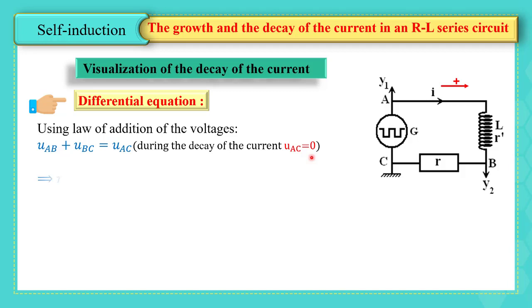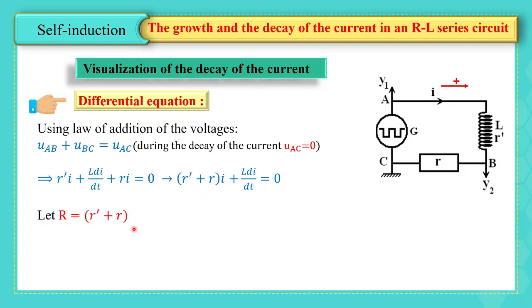So, R' i plus L di/dt, which is the voltage across the coil, plus Ri, which is the voltage across the resistor, equal to 0. So (R' + R)i plus L di/dt equals 0. And if we take R capital equal R' plus R, we will have di/dt plus (R/L)i equal to 0, of course, after we divide by L.